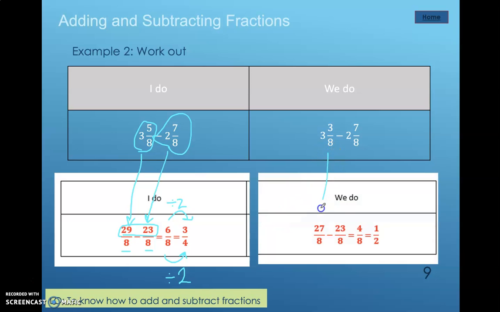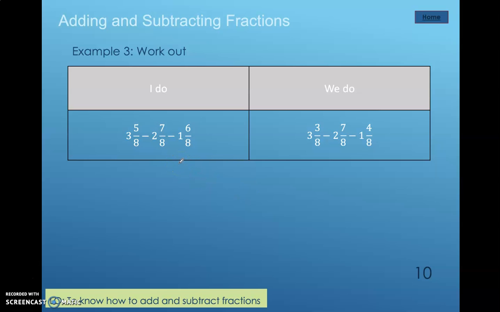Okay, so here we go. So 3 3/8 becomes this. Negative 2 7/8 becomes this. And we just take away our numerators. So 27 take away 23 gives us 4. And we're talking about eighths here. So 4/8. Again, 4/8 is equivalent to a half, as we divide the top and the bottom by 2. Make sure you copy that down.